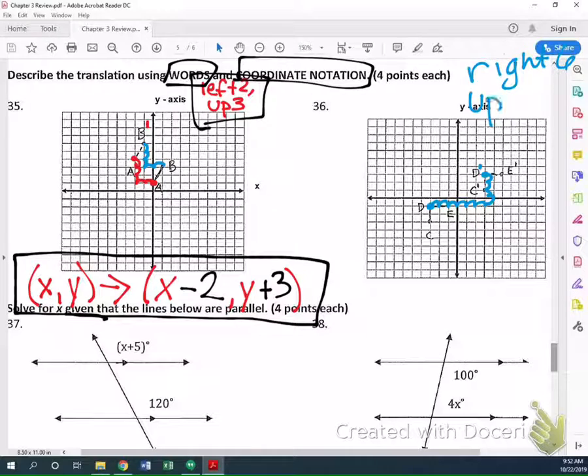Did you really just do that? Mm-hmm. Don't do that. All right, so that's the first half of the answer, right? Right 6, up 4. Now I'm going to write my x and y coordinates. So I start at an xy. I'm going to slide over.